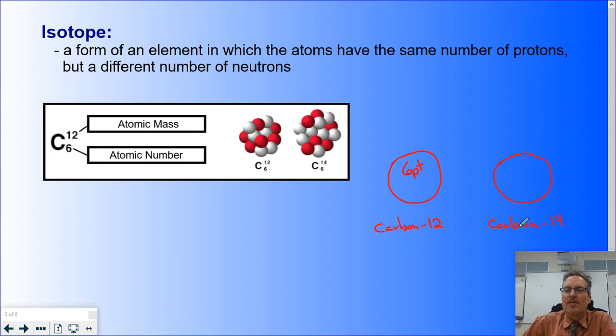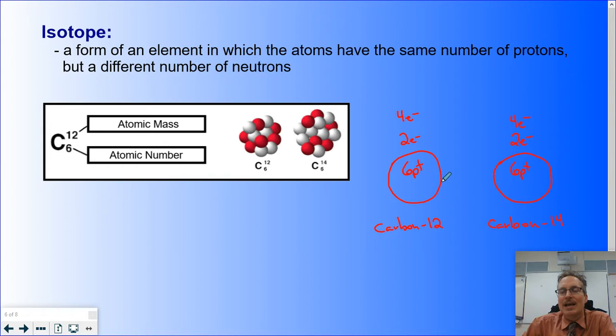Regardless if it's carbon 12 or carbon 14, it's still going to have 6 protons on a carbon atom. Since it's 6 protons, it's also going to have 6 electrons: 2 electrons in the first shell, 4 in the second shell adds to 6. That is also going to be true for carbon 14: 2 electrons in the first shell, 4 electrons in the second shell.